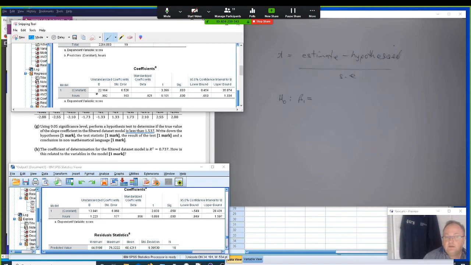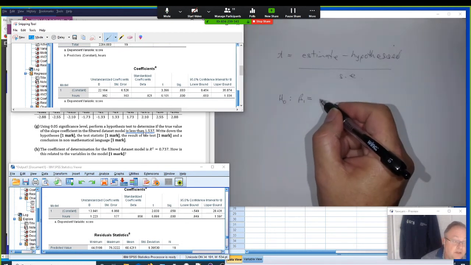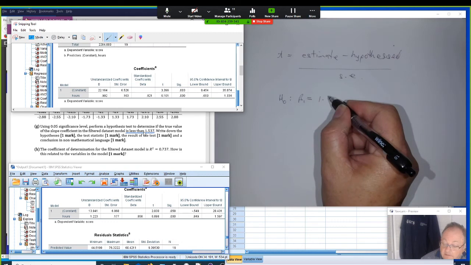So the hypothesis for these is always beta 1 equals 0, that's no relationship. And disprove that, H1 applies. So the alternative hypothesis applies. In this case here though, this is specifically saying to test whether or not the slope coefficient isn't 0, but it's 1.537. So our null hypothesis is testing whether or not it's 1.537.